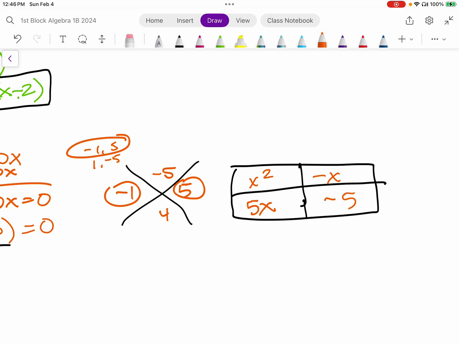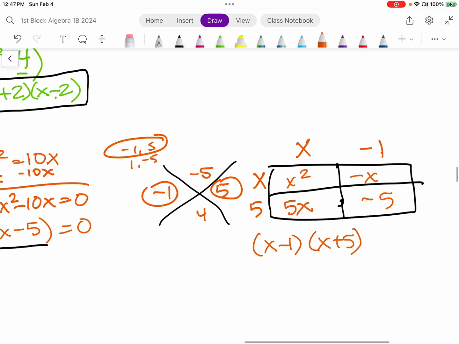And now we factor. Greatest common factor of x squared and 5x is x. X times what is x squared? X. X times what is 5x? 5. X times what is negative x? Negative 1. And always check the last one. Negative 1 times 5, negative 5. So that means this is going to factor into x minus 1 and x plus 5.